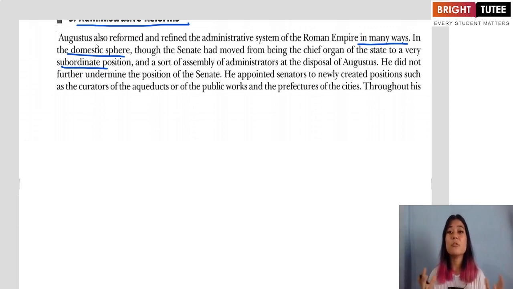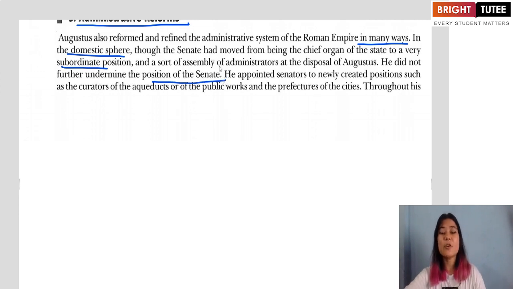It became just a group of officials or officers or administrators who helped the emperor in looking after the empire. He did not go on to further decrease the position of the Senate. He just made it a little less important than it was before, but that was it.